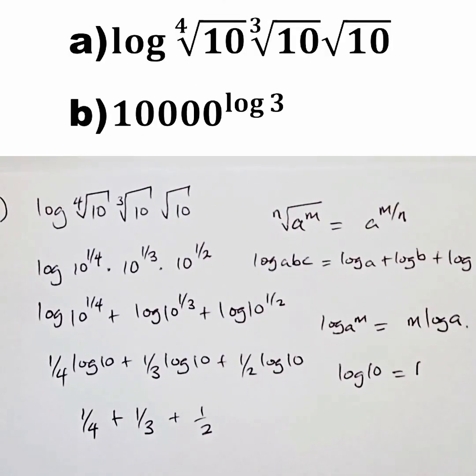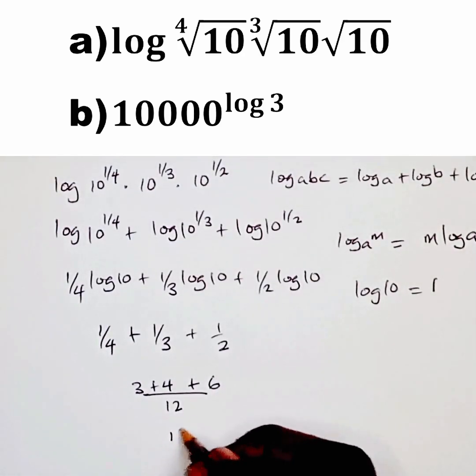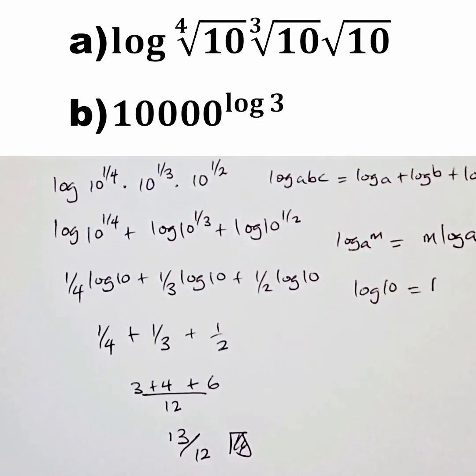And if you add those up, your common denominator is 12. Then you have 3 plus 4 plus, that's a 6 there. Then the answer is going to be 13 over 12. Then that part is finished. Now let's move on to the next part.